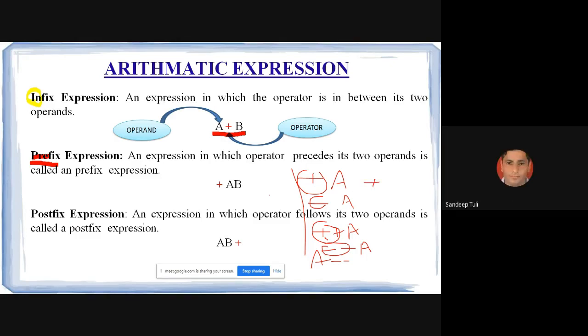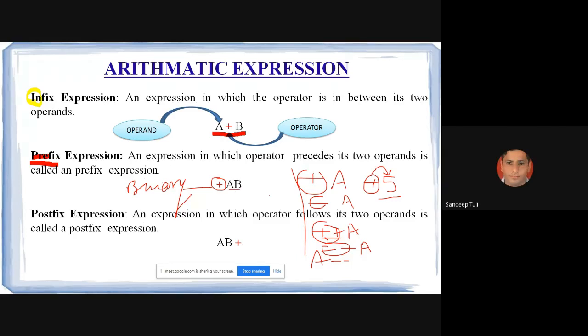Like plus 5. I am writing plus 5. It is a unary operator. In this case, plus is working as a unary operator and it is working only on a single operand. Only one variable is there on which it is operating. But in this case, plus AB, it is a binary operator. Why binary? Because it is working on two operands.